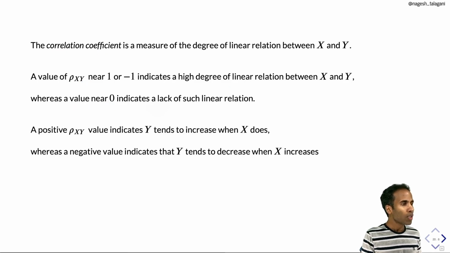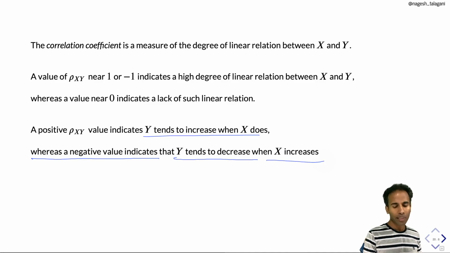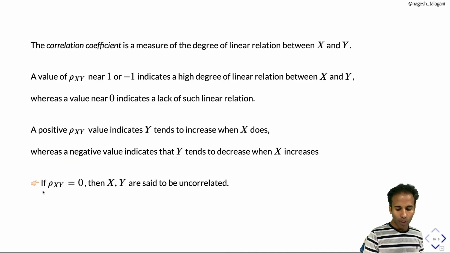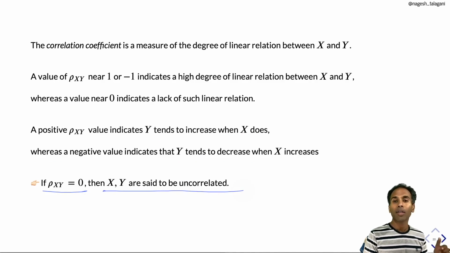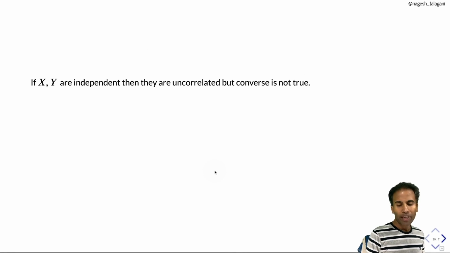So a positive correlation value indicates y tends to increase when x does, whereas a negative value indicates y tends to decrease when x increases. If rho xy equals 0, then x and y are said to be uncorrelated. Uncorrelated means there is no linear relationship between x and y. If x and y are independent, then they are uncorrelated, but the converse may not be true.